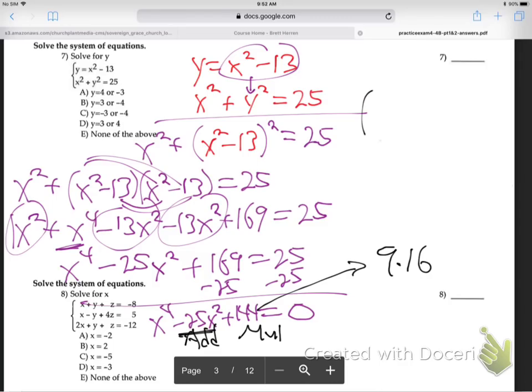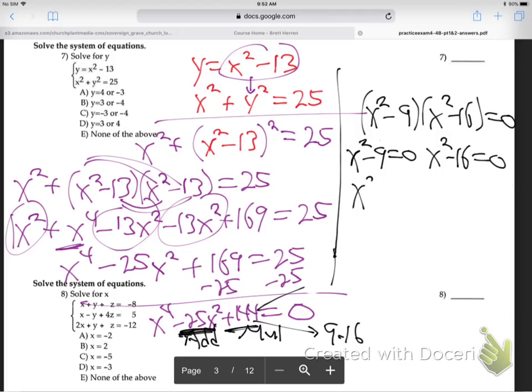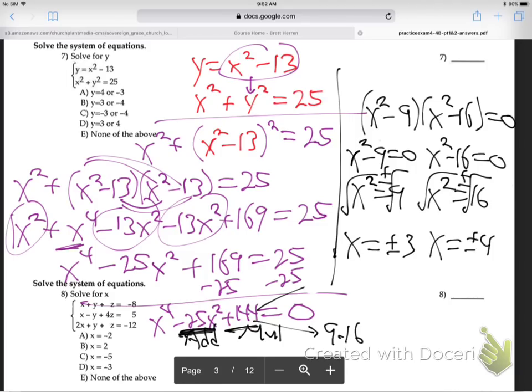So then that would be 9 times 16, so then we would factor it: x squared minus 9, x squared minus 16. Do y'all see that? Because that makes minus 25 in the middle, and they multiply to be positive. Two negatives make positive 144. And so then you set each one equal to 0 separately, right? x squared minus 9 is 0, x squared minus 16 is 0, so x squared is 9, x squared is 16. Then you root, plus or minus though. Don't forget the plus or minus sign when you put the root on. So x is plus or minus 3, x is plus or minus 4.